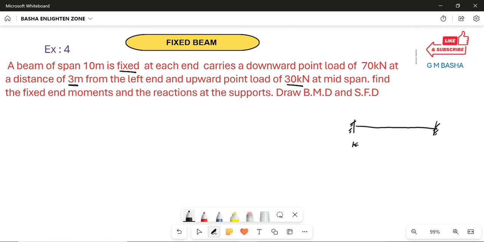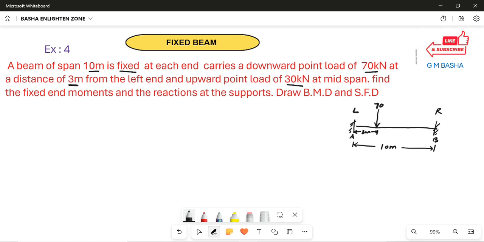In the total length, the span will be given as 10 meters. I am taking this as the left hand and this as the right hand. So here I am indicating A, and the other end will be B. A span of 10 meters, fixed at each end, carries a downward point load of 70 kilonewton at a distance of 3 meters from the left support.